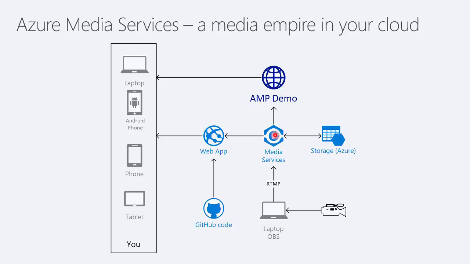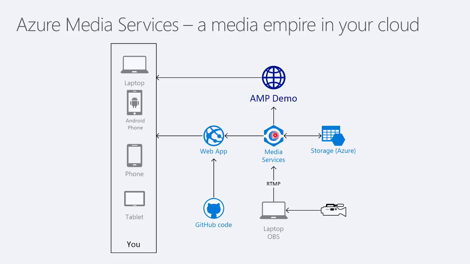You can upload video to media services. It doesn't have to be a live stream. You can upload a static video. Maybe you've taken a video with your camera. It's an MP4. You can upload that MP4 to Azure Media Services. You can then transcode that video, so you can convert it into different formats. You can convert it into different bit rates.